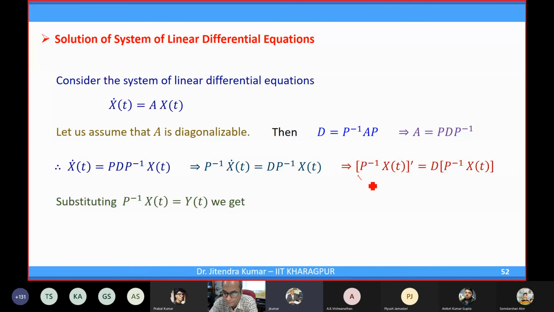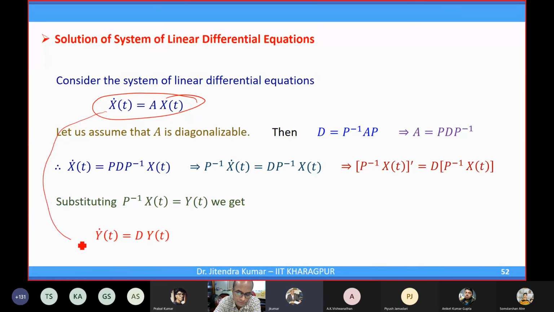So here we have y(t) and this is the prime, and then you have D, and then here you have also y(t). So what is our system now? Our system has reduced to this notation now, that y' is equal to D y(t). What is the benefit now here? Can someone tell me? We have this system, and by some manipulation we got another one: y' is equal to Dy.